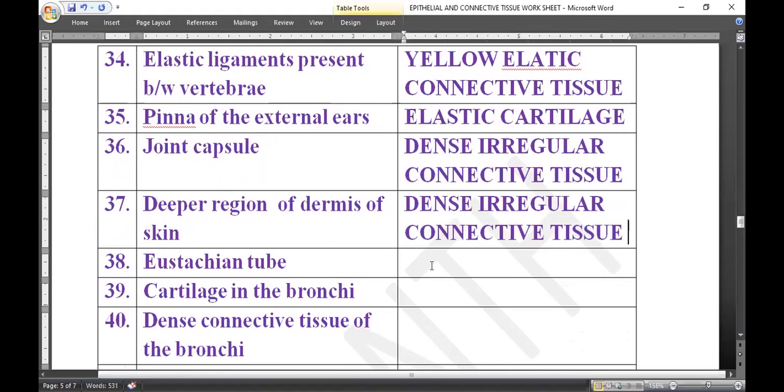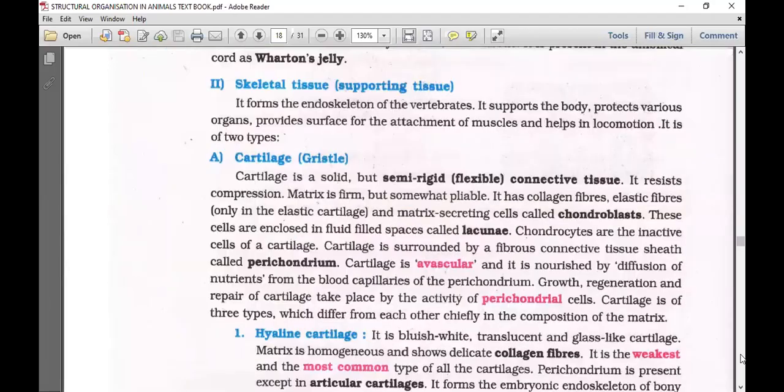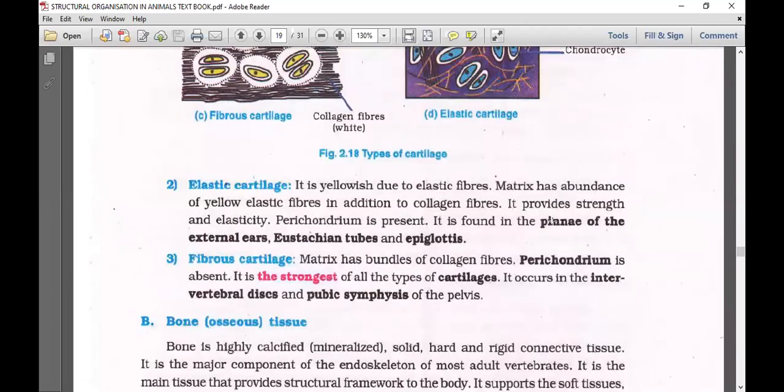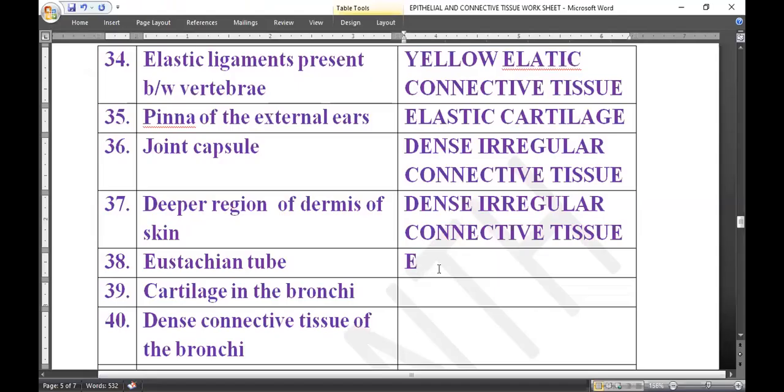Okay, Eustachian tube. Now only we learn Eustachian tube. External ear pinna, Eustachian tube, and epiglottis are the examples of elastic cartilage.